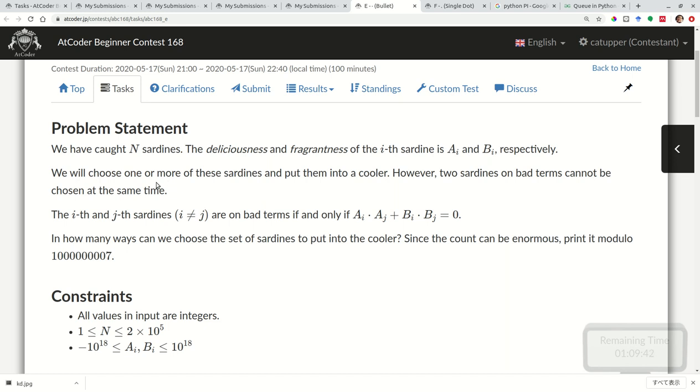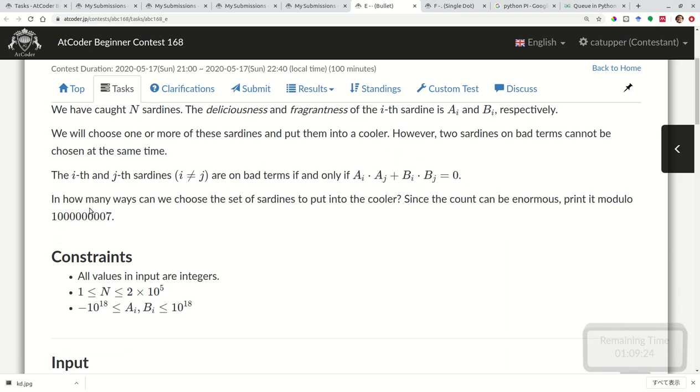We will choose one or more of these sardines and put them into the cooler. However, two sardines that are on bad terms cannot be chosen at the same time. The ith and jth sardines are on bad terms if and only if this condition is satisfied. In how many ways can we choose the set of sardines to put into the cooler? Since the count can be enormous, print it modulo this value, a famous prime number.